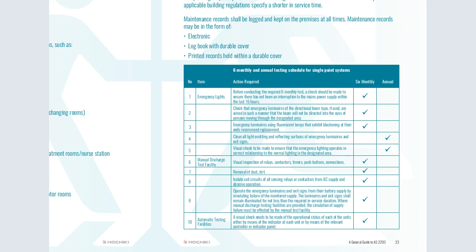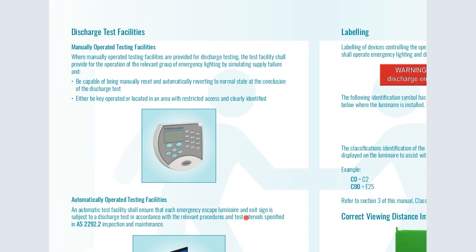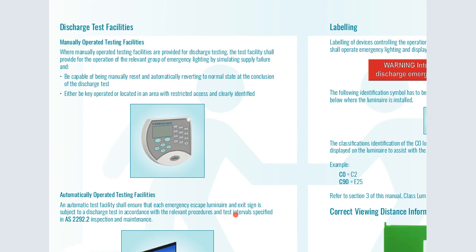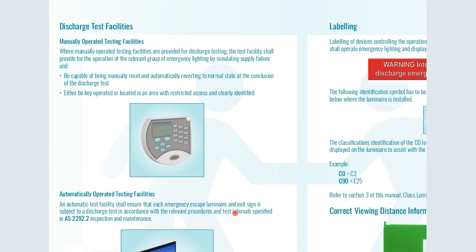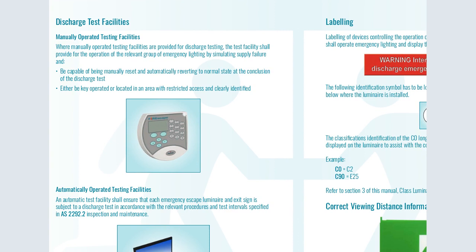There has to be a monthly or maybe after 6 months, that is called semi-annual testing of the emergency lighting. Now we have the discharge test facilities, manually operated testing facilities, where manually operated testing facilities are provided for this discharge testing. The test facility shall provide for an operation of the relevant group of emergency lighting by simulating supply failure and, number one, be capable of being manually reset and automatically reverting to normal state at conclusion of the discharge test.